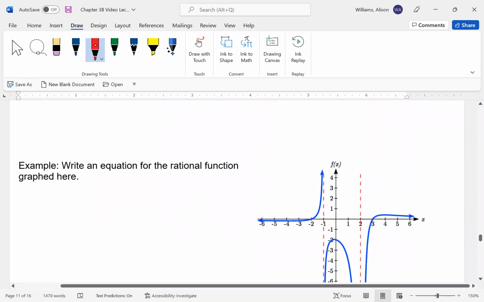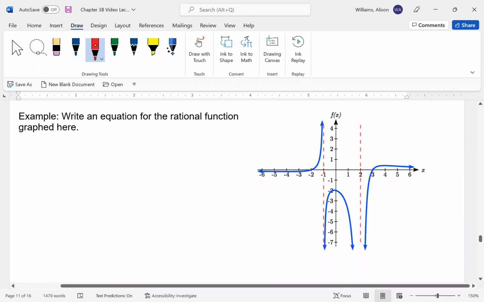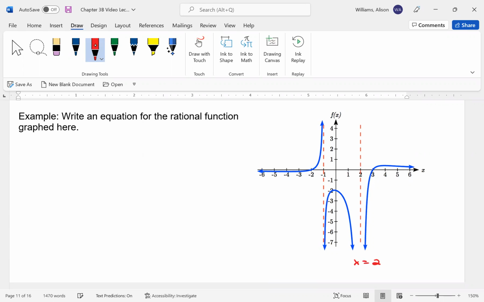All right. For this one, they want us to write an equation for this graph, so we'll pick out the pieces we need. First thing I notice, I'm going to start with vertical asymptotes. I see a vertical asymptote at x equals 2. Because it goes the same direction, it's squared. It's a multiplicity of 2. I have another vertical asymptote at x equals -1. That one has them going opposite directions, so that's just a multiplicity of 1. So in the denominator, I have an x minus 2 squared and an x plus 1. Cool.